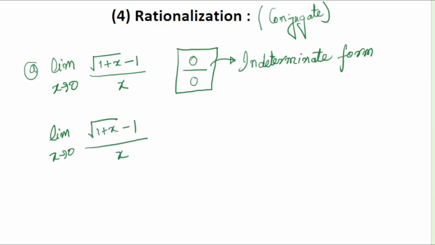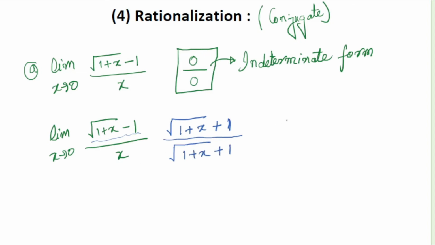Let me change the color so that it is easy to understand. Let me multiply with the conjugate of the numerator, because if we multiply the numerator with the conjugate we can remove the square root, and after that we can cancel out the terms 1 and 1, and again x would be cancelled in the next step. Let me show you how we can do that: the square root of 1 plus x plus 1, divided by the square root of 1 plus x plus 1.